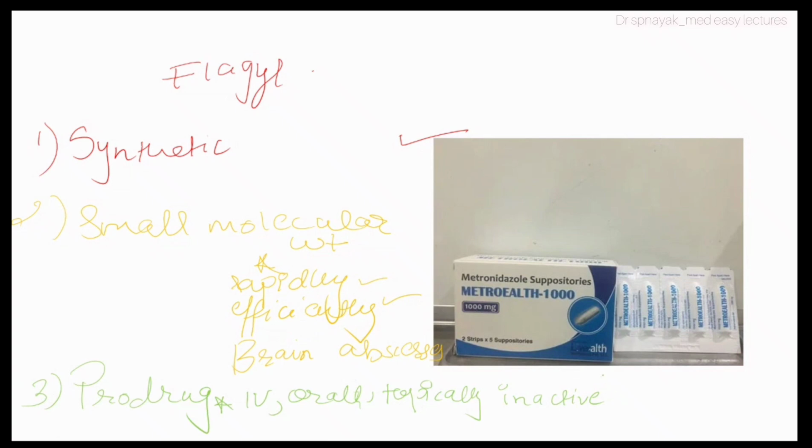So where exactly is this metronidazole activated? It is activated inside the susceptible organisms. What are these susceptible organisms? These susceptible organisms are mainly anaerobic bacteria, anaerobic microbes, we can say. Metronidazole is activated mainly inside the anaerobic microbes.